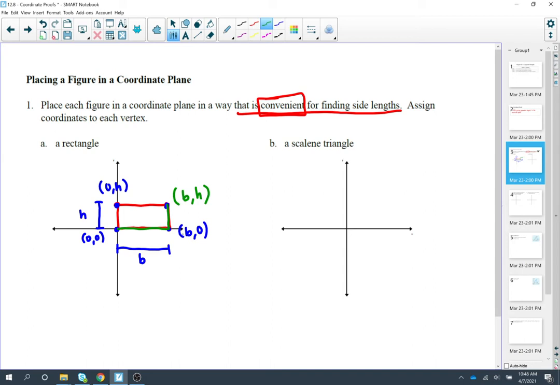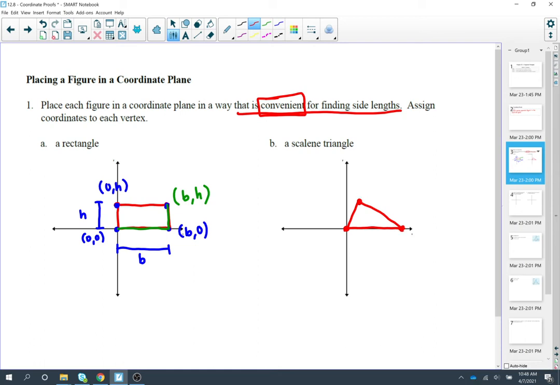Part B, a scalene triangle. Keep in mind that a scalene triangle is a triangle with 3 different side lengths. Again, to be convenient for finding side lengths, we probably want to take one of the vertices and put it down there at the origin. I'm going to make my first side kind of short, my next side kind of longer, which means my base side is going to be the longest. So that's my scalene triangle.